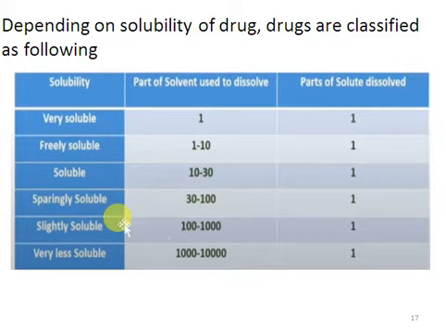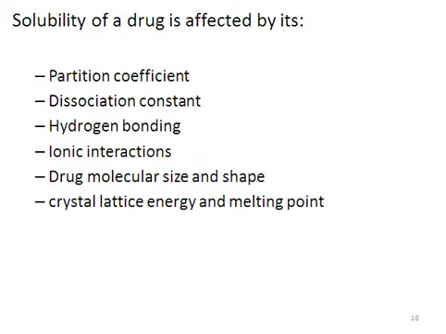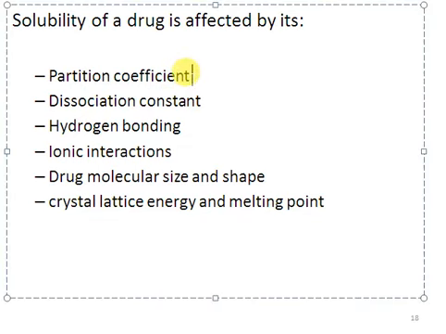And if you have to use 100 to 1000 parts of solvent to dissolve 1 part of solute, it's slightly soluble. And if we have to use 1000 to 10,000 parts of solvent to dissolve 1 part of solute, we say the drug is very less soluble. The solubility of the drug is affected by its partition coefficient, right? If a drug has a higher partition coefficient, it will be more lipophilic. If it has a lower partition coefficient, it will be more water soluble.